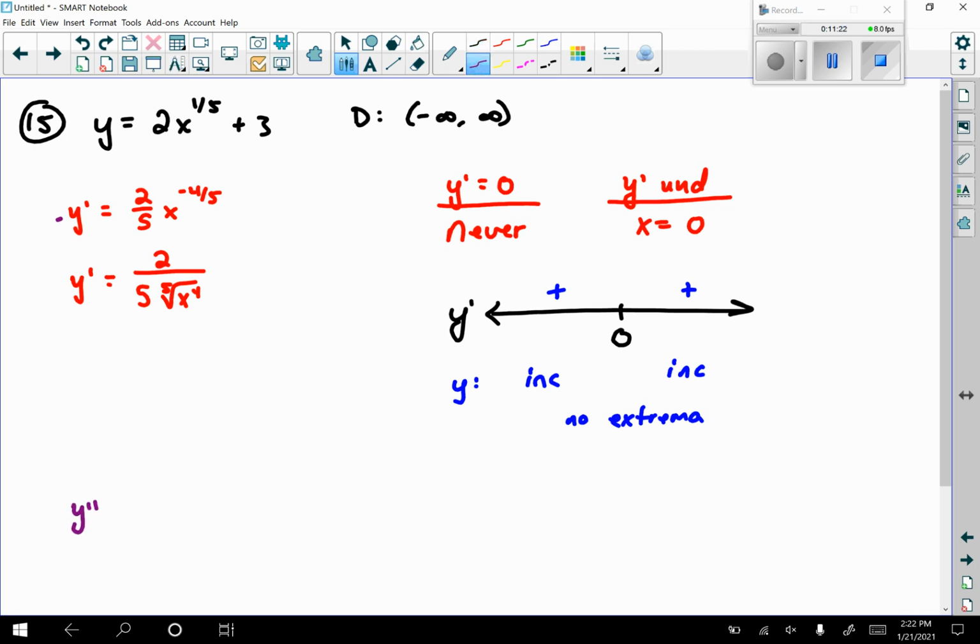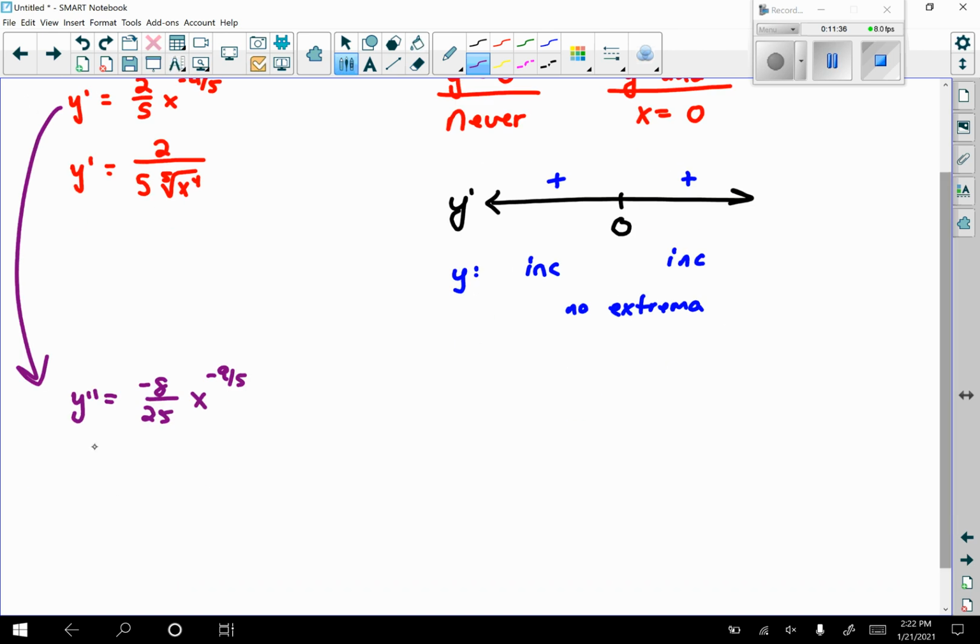I'm going to use this version to help us out. So now I'm going to take 2/5 times negative 4/5. So that's giving me negative 8/25 times x to the negative 4/5 minus 5/5, which is negative 9/5. Cleaning this up, I'll have a negative 8 over 25 times the 5th root of x to the 9th. Now, technically, we could leave it like that, but I am going to simplify it. It'll just make it a little bit easier when we go to do our number line test.